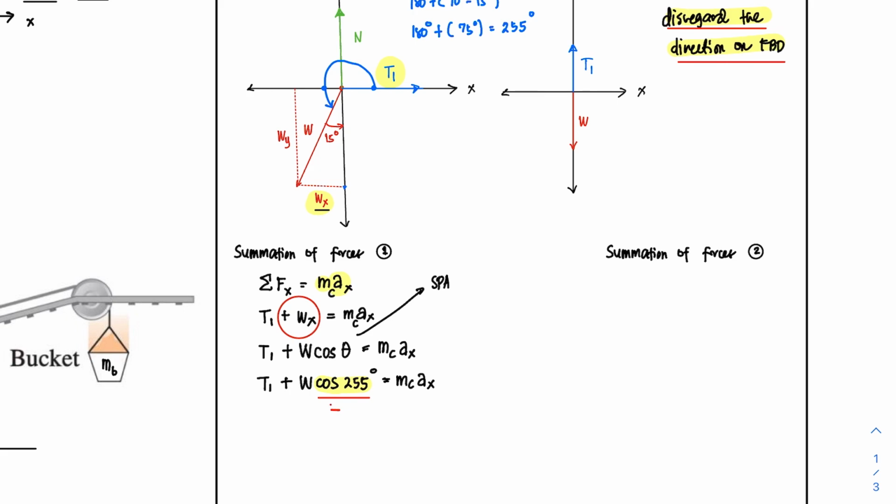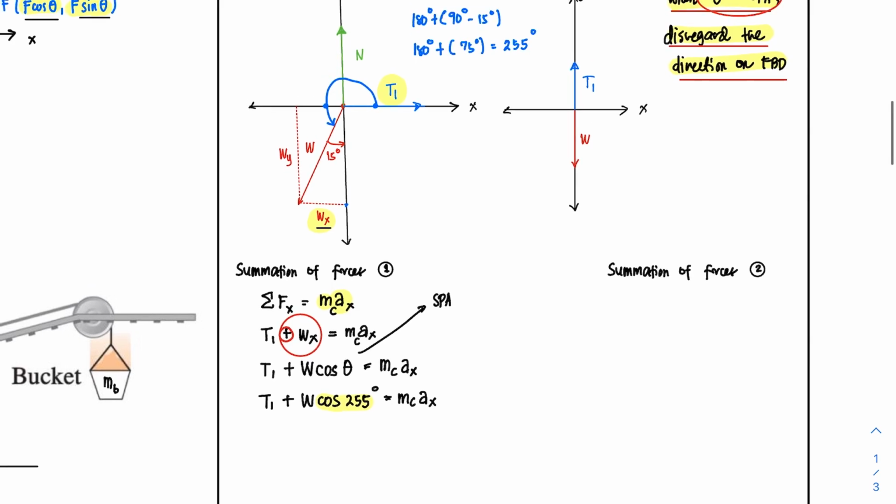So if I input a negative value over here and, instead of writing plus, I write negative, the net effect of the two signs is positive, which is not the case. Since your WX is found on the negative x-axis, doing that will tell you it's positive, which is again not the case. So that's why whenever you use SPA, always disregard the direction of the forces on the FBD.